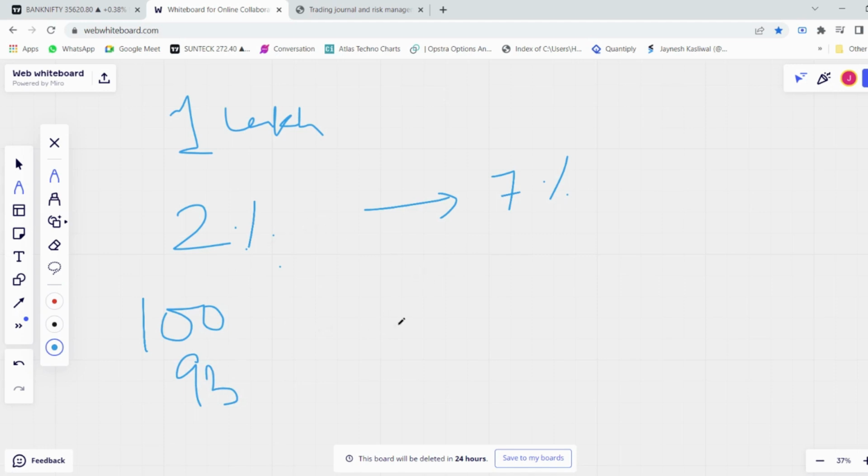Now in this case, what should be the ideal position sizing? Ideal position sizing should be our maximum loss, 2000 rupees, divided by 7 rupees, that is the maximum loss that we are going to face. So this is the normal formula that we are going to use to define whatever position sizing we need to take in any kind of stock.